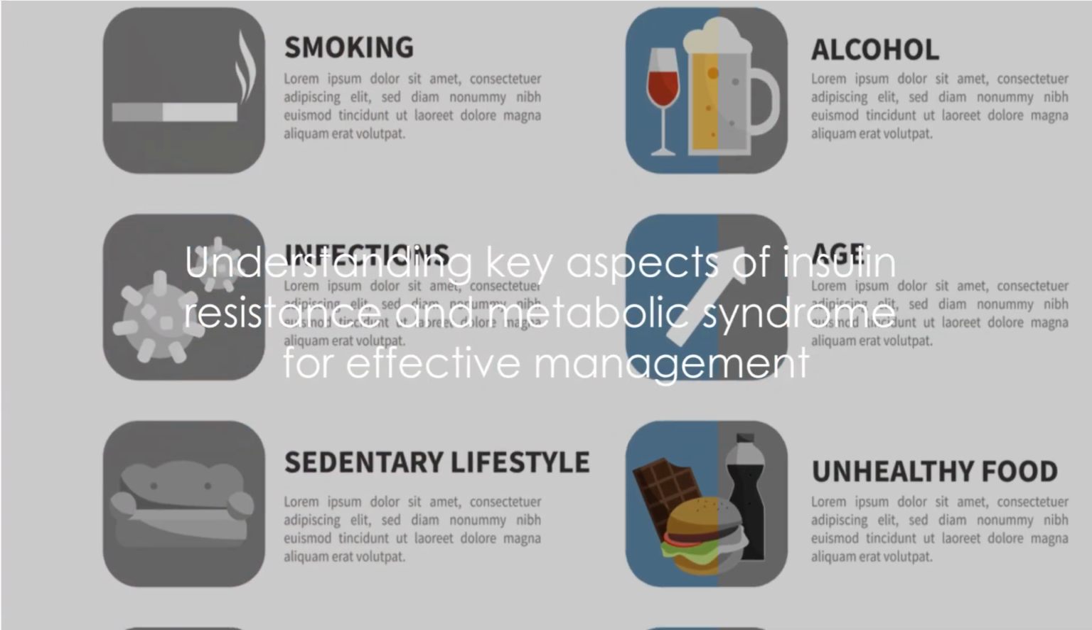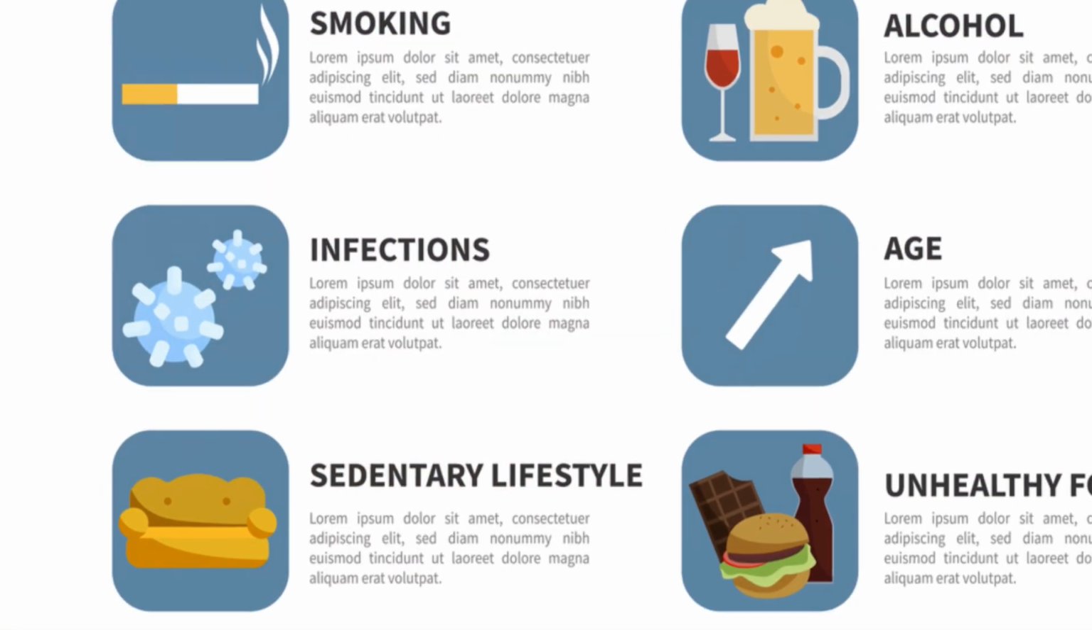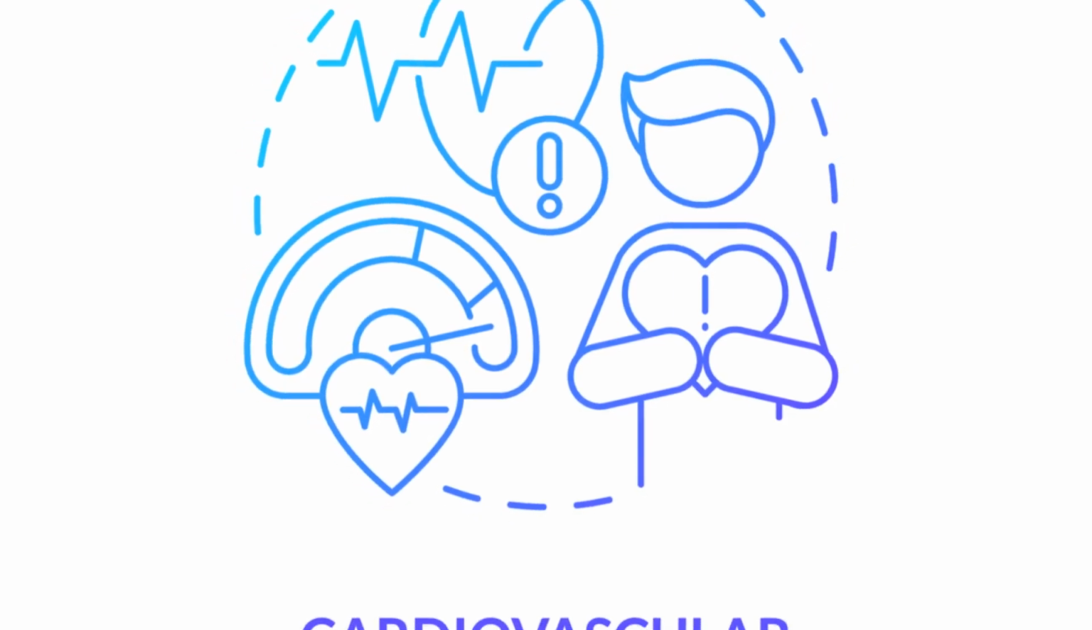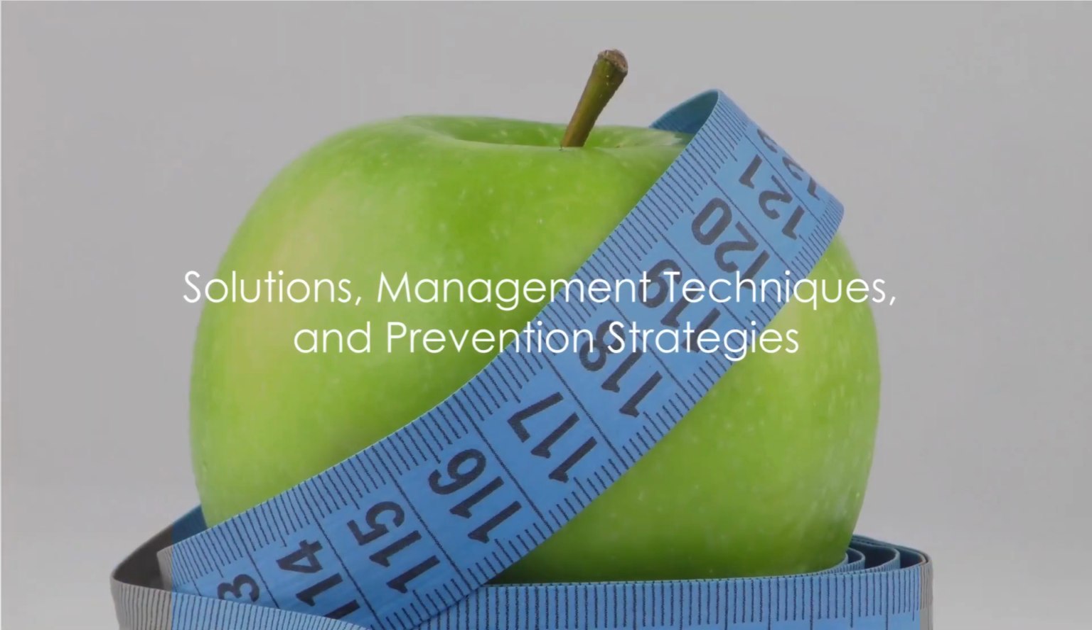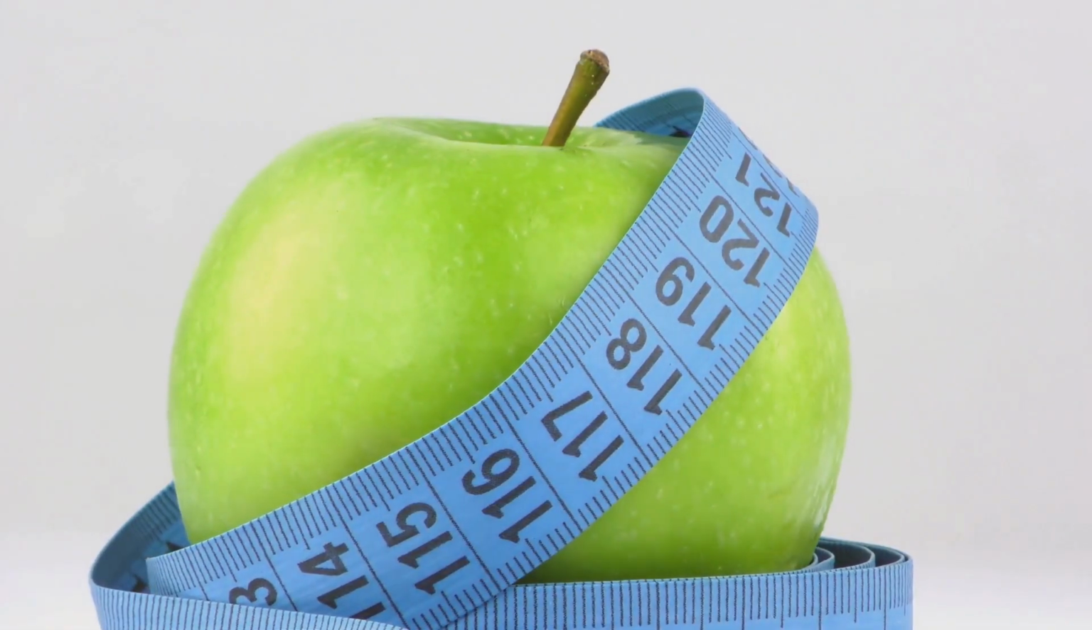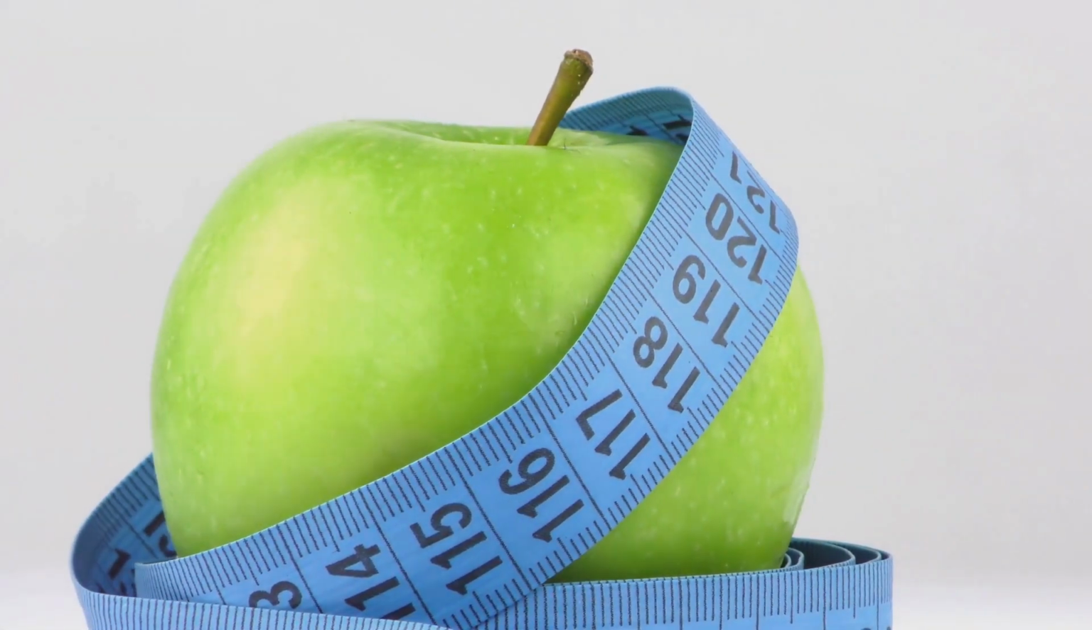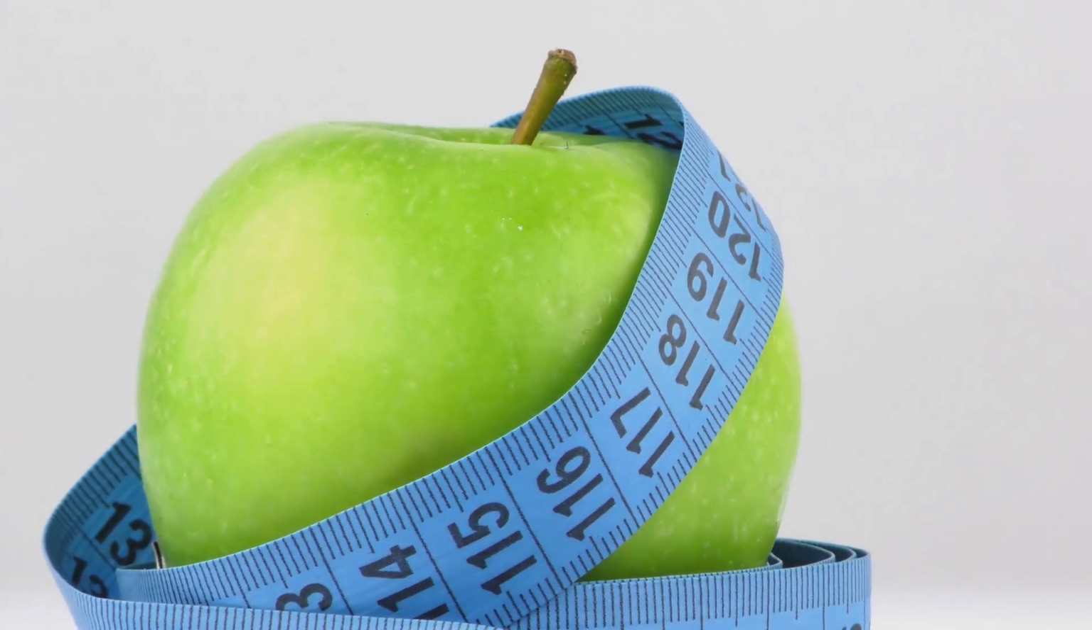These aspects highlight the complexity of insulin resistance and metabolic syndrome. Understanding these factors is crucial in managing and preventing these conditions effectively. Now, you might be wondering, what can we do about insulin resistance and metabolic syndrome? Well, there are several strategies that can help manage and even prevent these conditions.